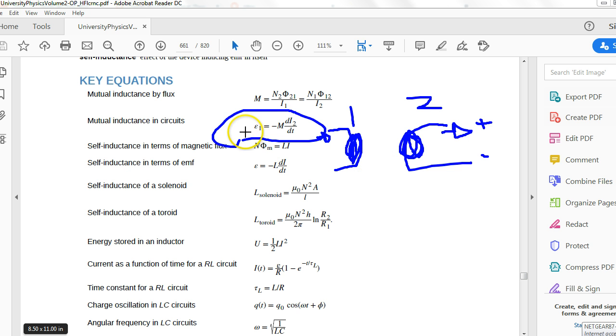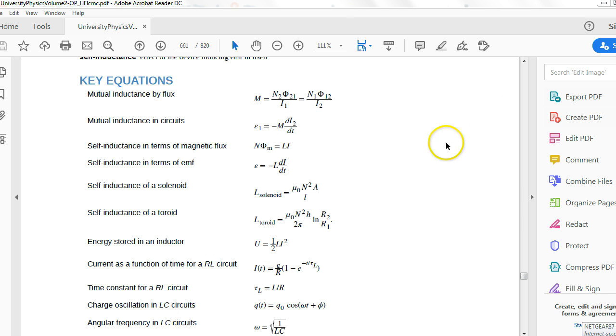So this second equation says, quite simply, the EMF induced in circuit number 1, or coil number 1, is minus, again, as in the previous chapter, we're opposing changes, so the minus sign ends up there, minus what we call the mutual inductance, times the derivative of the current over here in 2 with respect to time. Right? So a changing current in the second coil produces an EMF in the first coil.